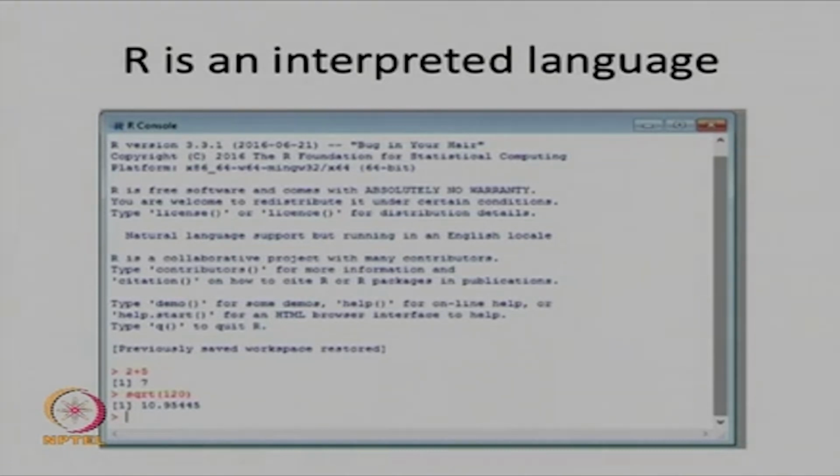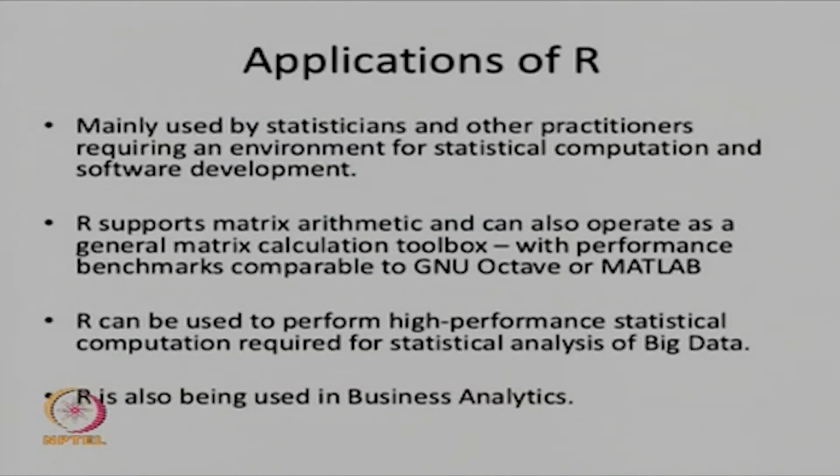This is just a print screen of the R console. You can just enter things here. R has been widely used by statisticians. It was actually developed at the University of Auckland and it is now widely used. It has a support base where people contribute to its further development, and it has met performance benchmarks comparable to that of GNU Octave or MATLAB. So it is used for statistical analysis of big data as well as in business analytics.